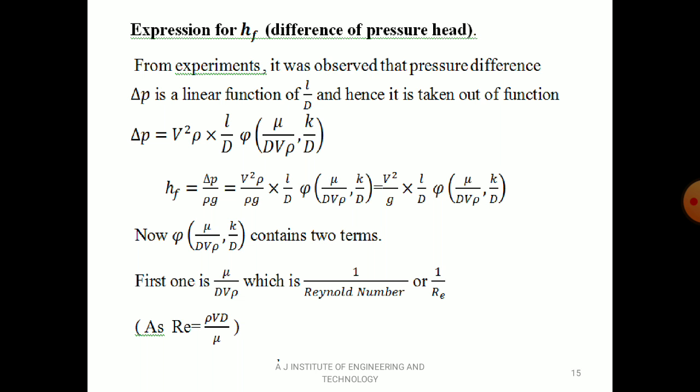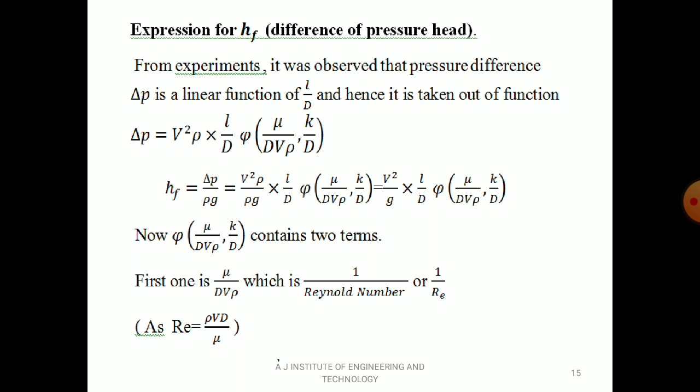So now the function of mu divided by dV rho comma K by D contains two terms, as we can see there: mu divided by dV rho as the first term, and K by D as the second term. The first one, mu divided by dV rho, is 1 by Reynolds number, or 1 by Re. As I already discussed in model analysis or dimensionless terms, the Reynolds number is given by rho V D by mu. So here it is mu divided by rho V D, so it is the reciprocal, 1 by Reynolds number.